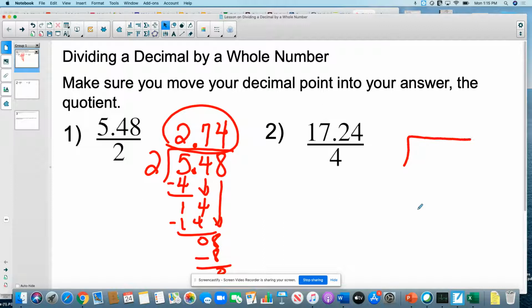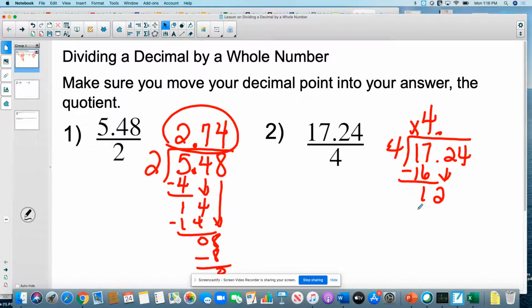So you take your first number, goes inside the box, which is 17 and 24 hundredths. The dividend, and 4 is the divisor. Go ahead and make sure you move your decimal point straight up in your answer, since that divisor is a whole number. 4 goes into 1. It doesn't happen. But 4 can go into 17 4 times. 4 times 4 is 16. Subtract, you get 1. Bring your 2 down and make 12.